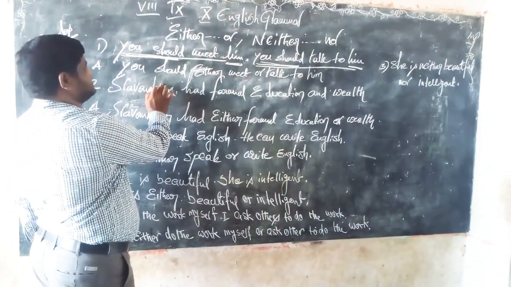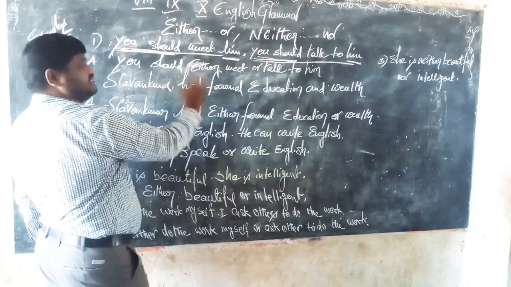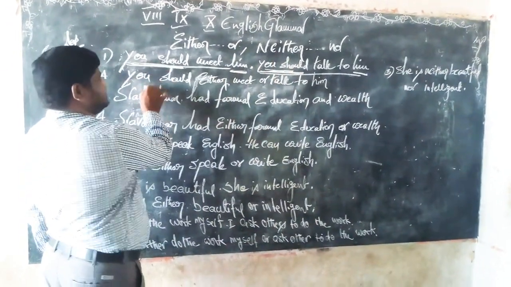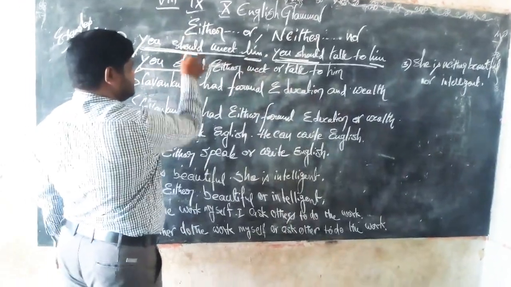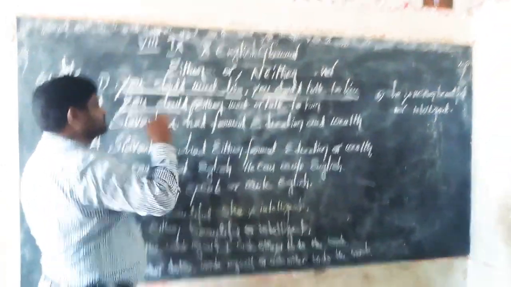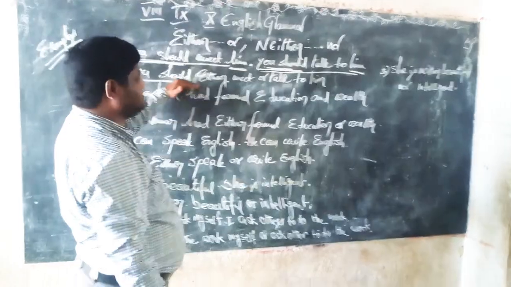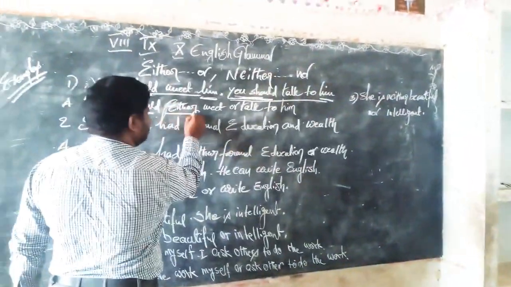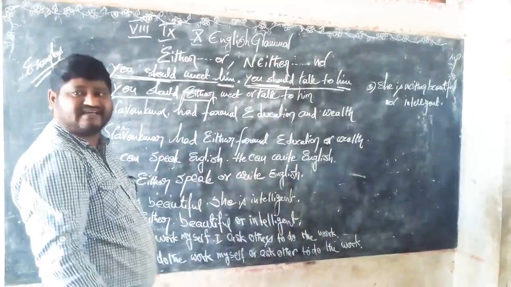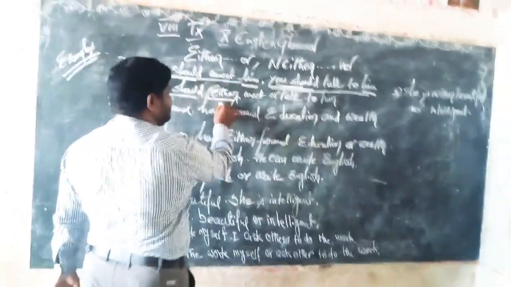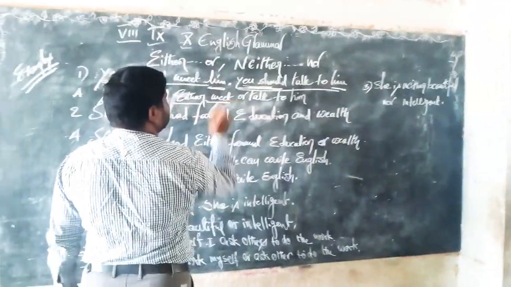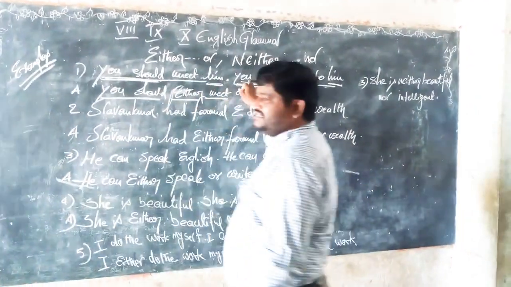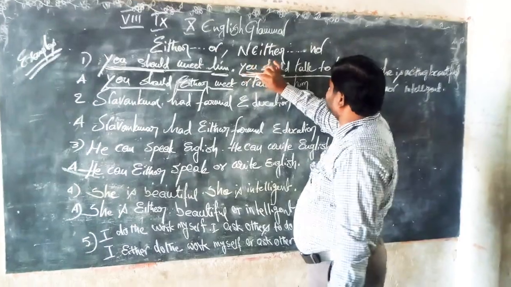In the first sentence, what is the similar word? You should. In the second sentence, you should. So in the first sentence, as it is, you have to write here, and after the similar word, you should write either. You should either meet.